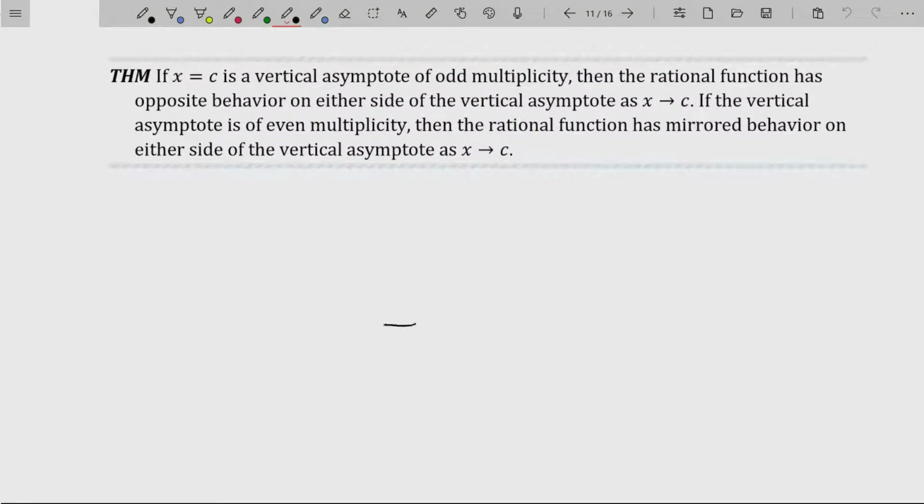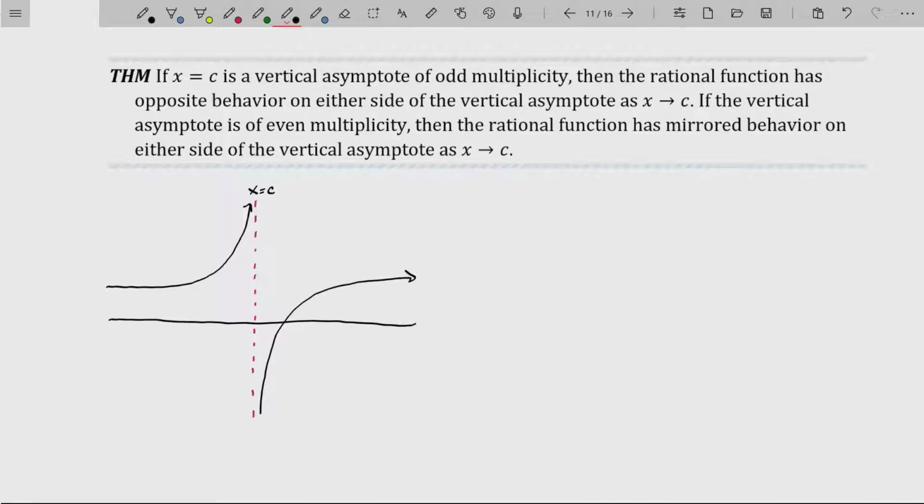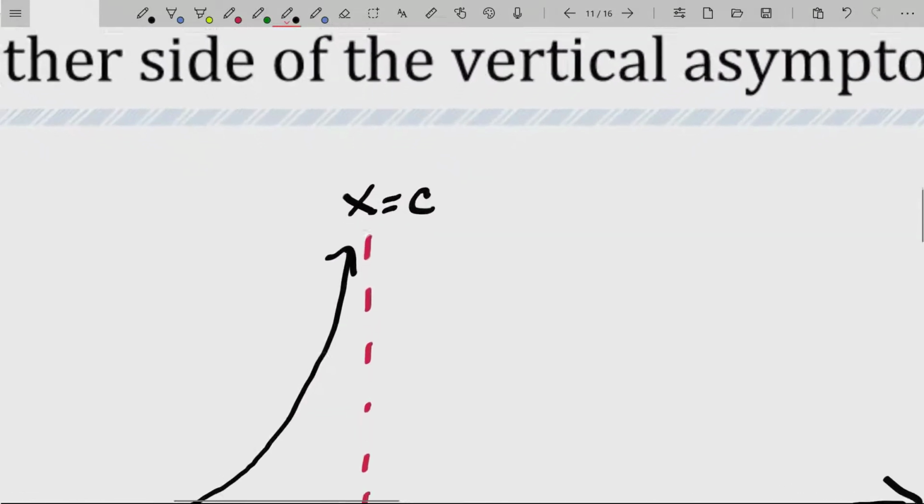I'm not going to graph a y-axis. I'll just graph the x-axis and then a vertical asymptote here. Now, if you were to have a rational function, and let's just pretend its behavior as it approaches x equals c from the left is that the function goes to infinity, and from the right, let's just pretend that function goes to negative infinity, then I know just from that picture that the multiplicity of c as a vertical asymptote must be odd.